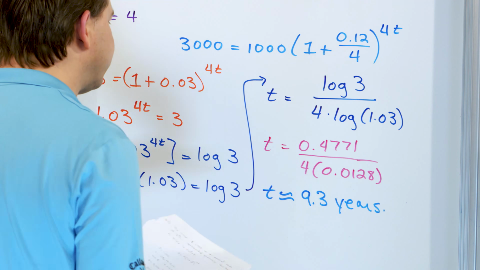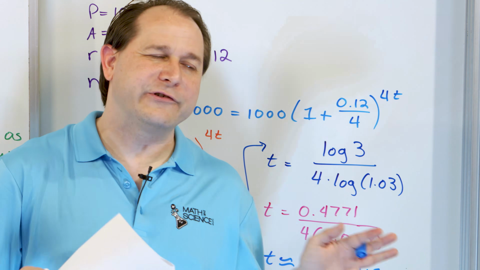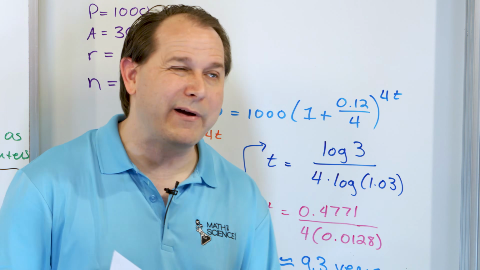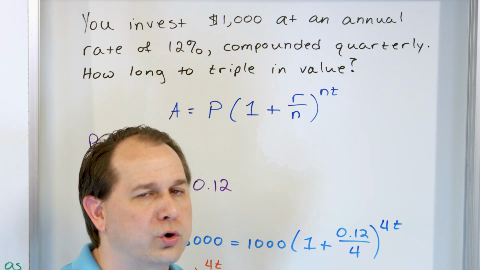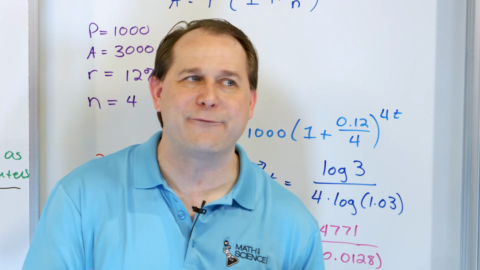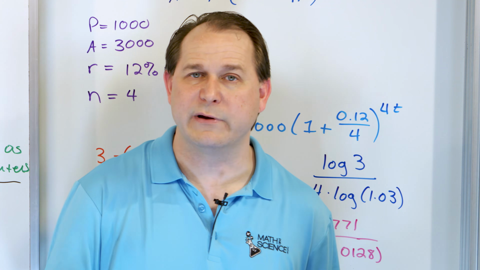Now, you're tempted to circle this because that's how long it's going to take to triple in value. However, if you actually circle this, I'd probably give you full credit. However, this is telling you that the interest is compounded quarterly. That means you only get the money every 3 months. That's when the new calculation happens. It comes into your account every 3 months.